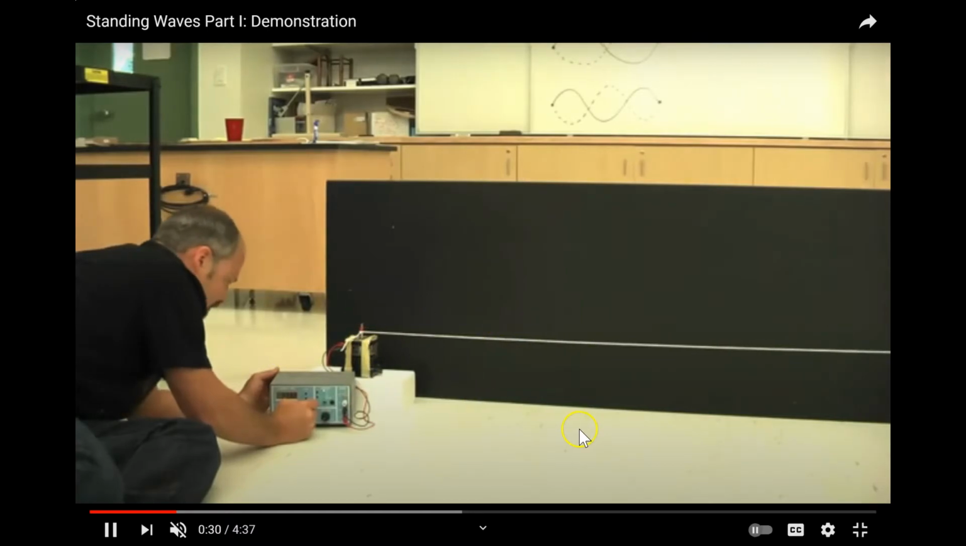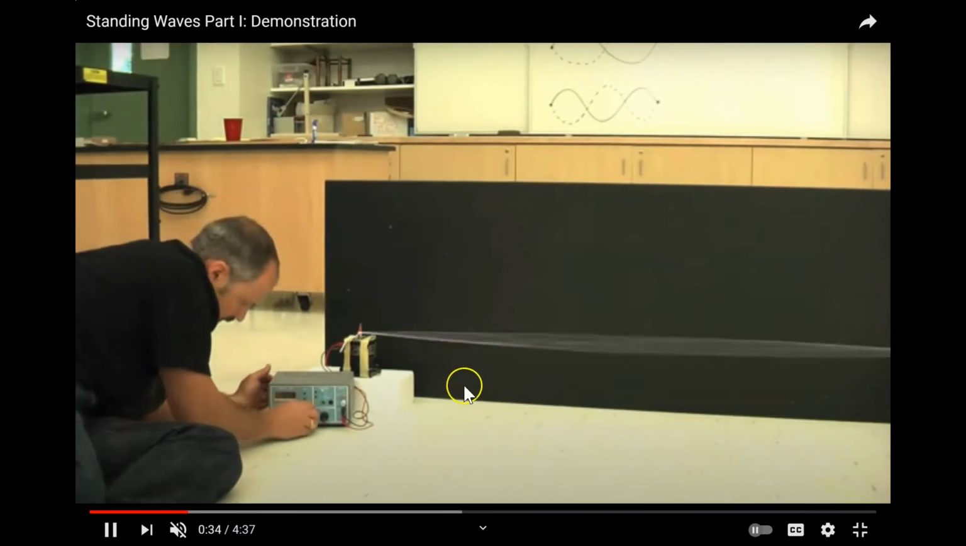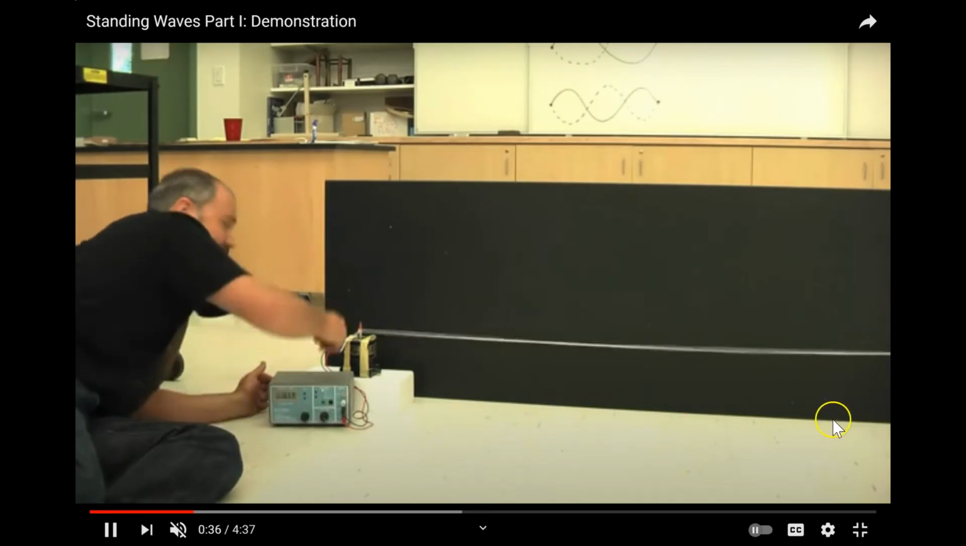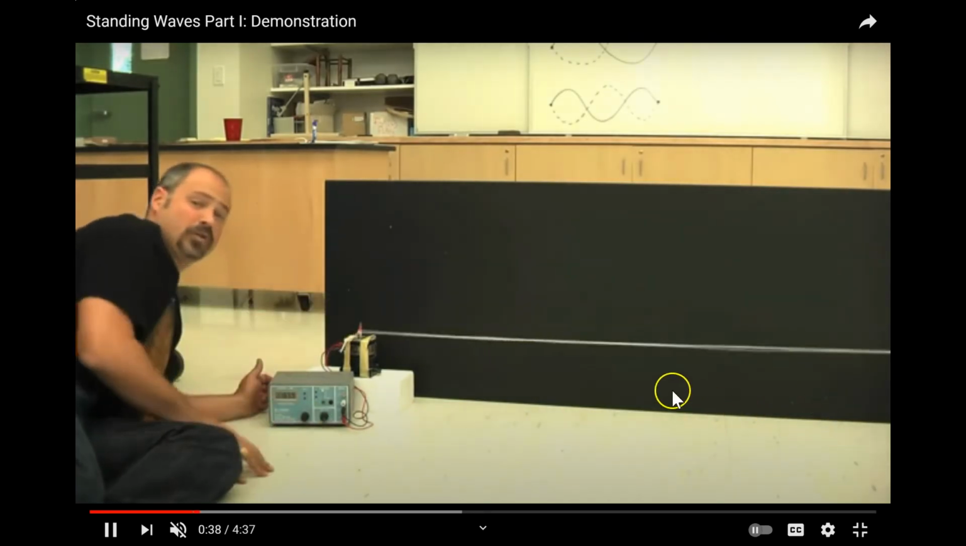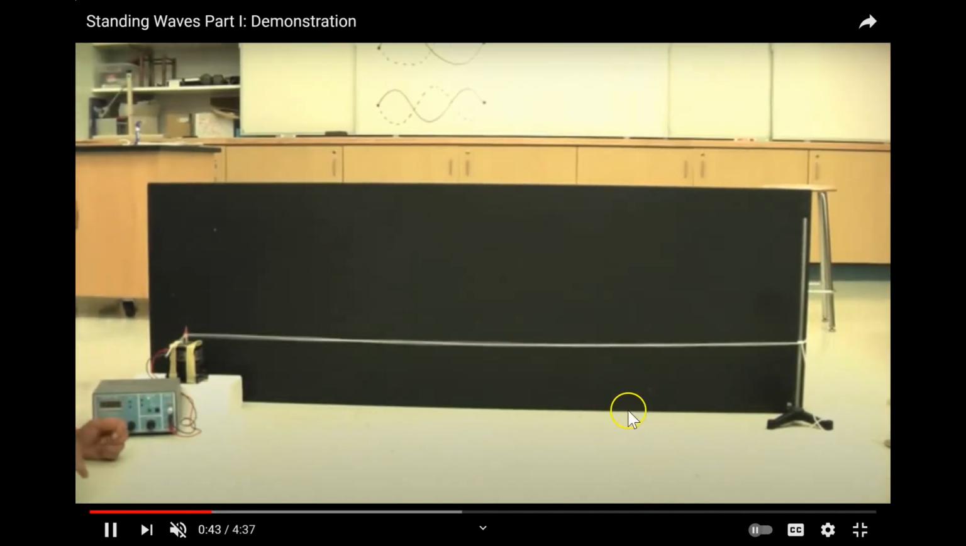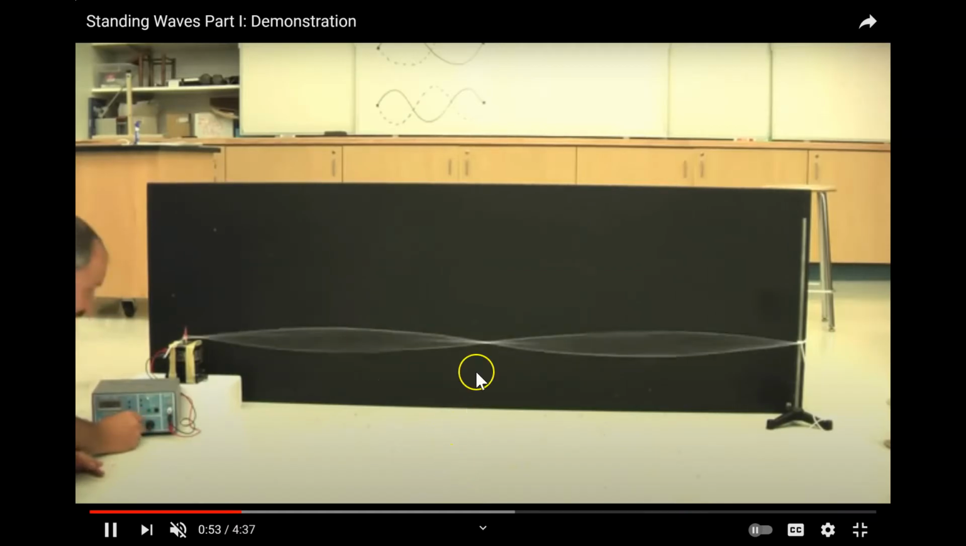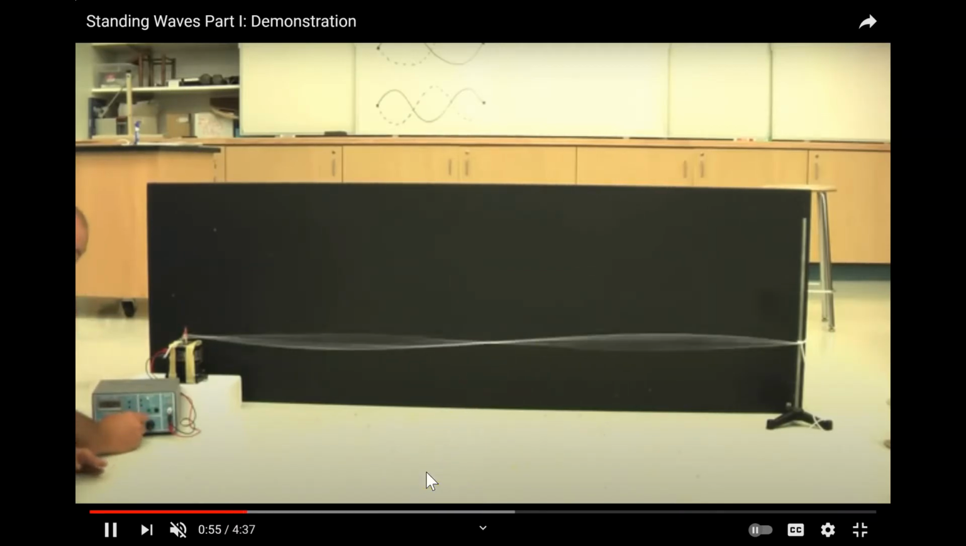But watch what happens. This thing is oscillating up and down, and if we turn the camera over, does it look like a standing wave? It looks kind of random, doesn't it? That's because only certain frequencies will produce standing waves. When we fix the frequency, look at what happens. Now you get this nice standing wave pattern.